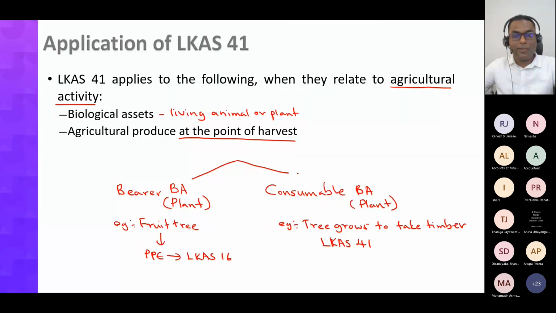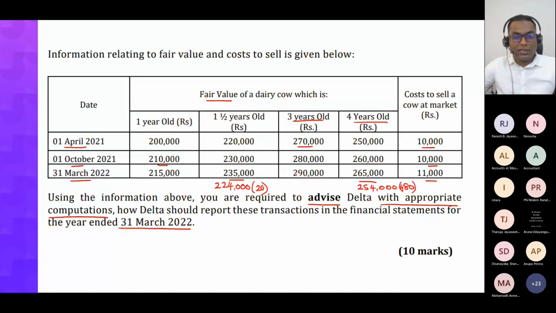If I go to the table, what is the fair value less cost to sell of a 4 years old cow here? 31st March 2022, 4 years old, fair value 265,000, selling cost 11,000. Fair value minus the selling cost, 265,000 minus 11,000, is 254,000. Similarly, for the 20 cows, 1.5 years old, fair value 235,000, selling cost 11,000, 235,000 minus 11,000 is 224,000.